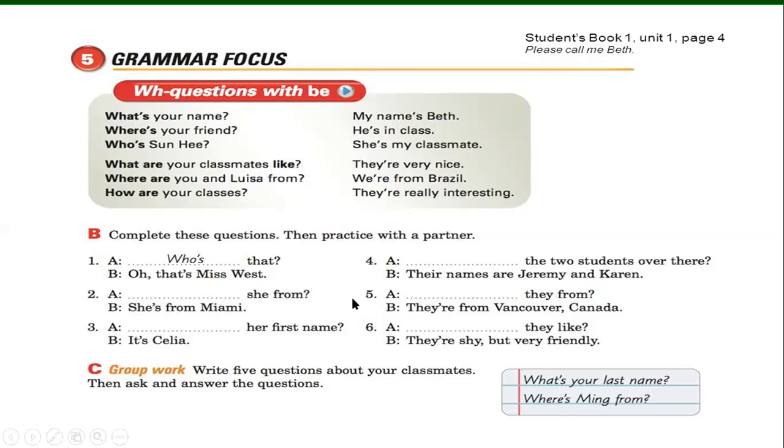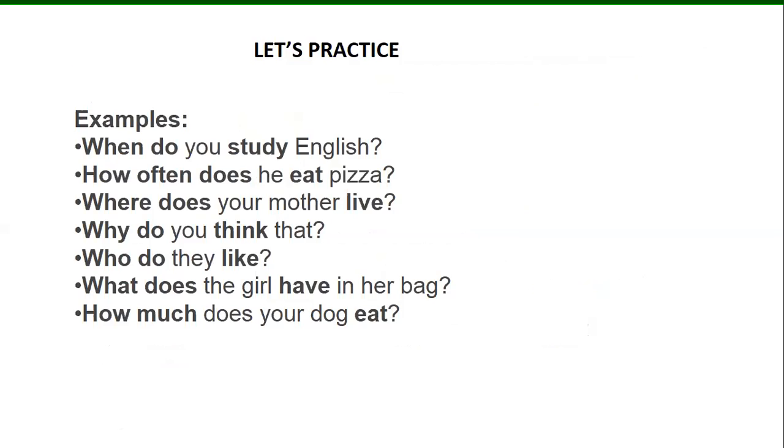So you have to practice by using WH word questions. So here I have some examples because we won't be able to continue practicing because of the time, but for example, you can ask, when do you study English? And you can say, I study English at Inglés Corporativo in the online English program. How often does he eat pizza? He eats pizza once a week. Where does your mother live? She lives in the countryside. Why do you think that? Because I think it's true, or something like that. Who do they like? They like it very much, or whatever, right?